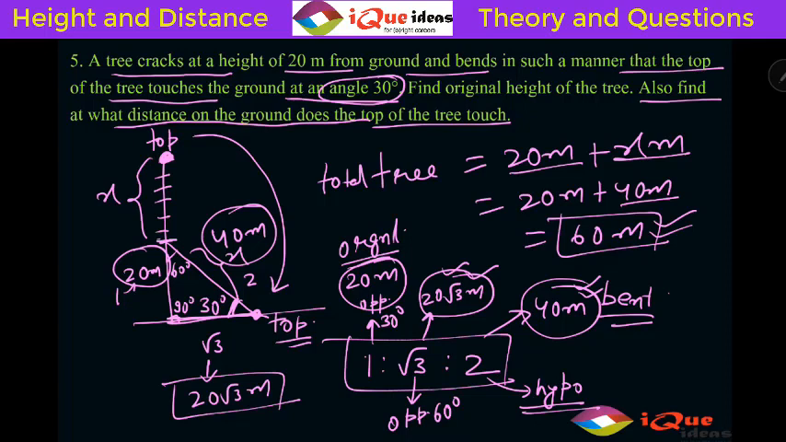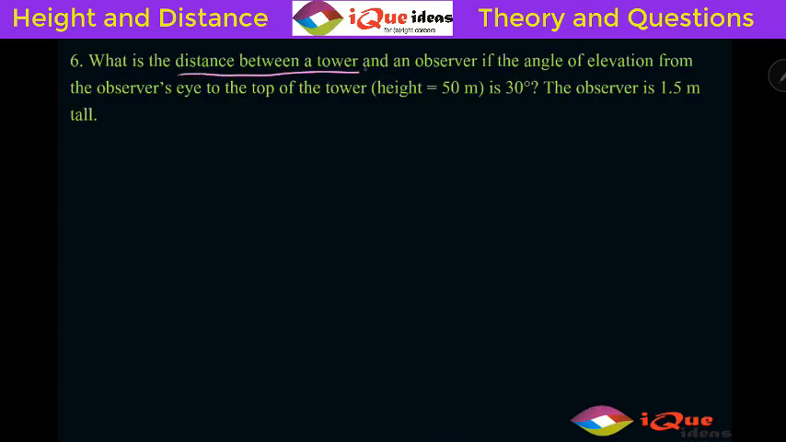Now let's take up the next question. Now this question says, what is the distance between a tower and an observer if the angle of elevation from the observer's eye to the top of the tower is 30 degree? The observer is 1.5 meter tall. All right. So let's draw the ground.